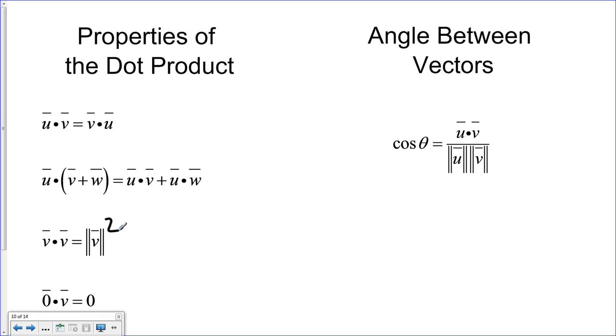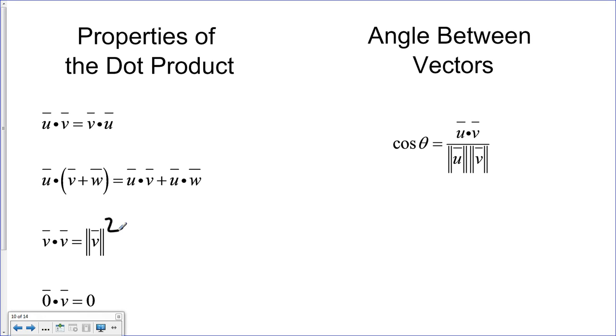So notice again, that first 0 has a bar over it. It's a 0 vector, which is 0i plus 0j plus 0k, since we're in 3D space. But when you dot it times any vector, you get just the number 0.